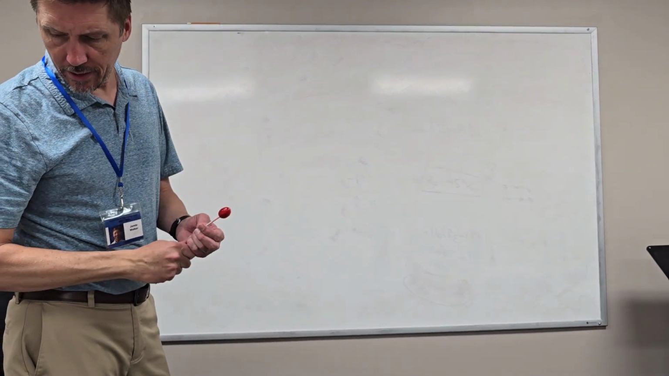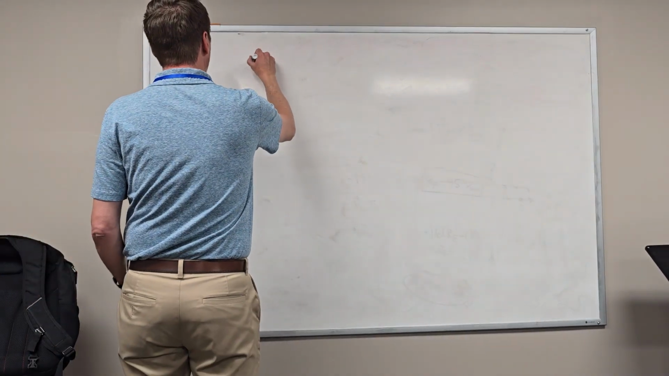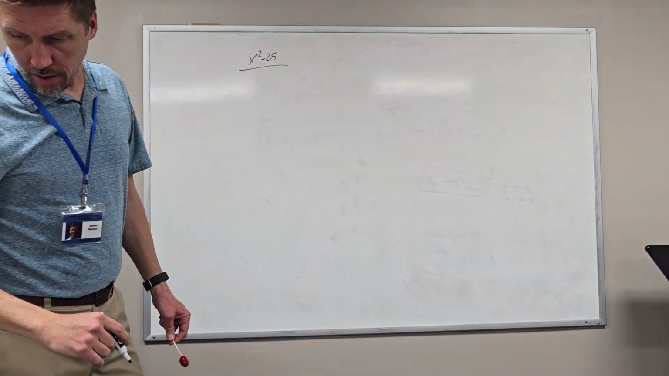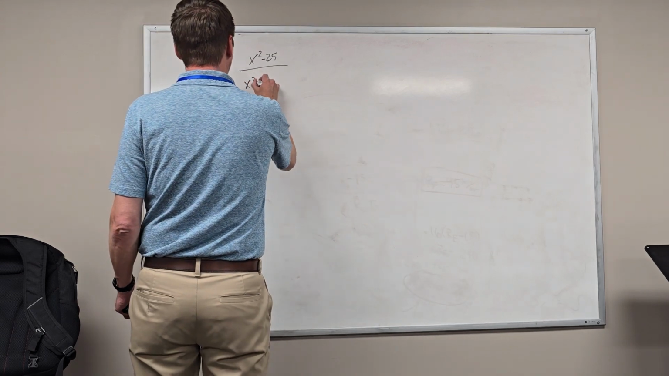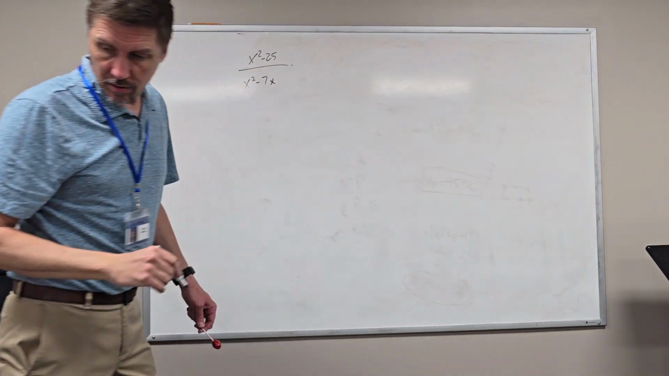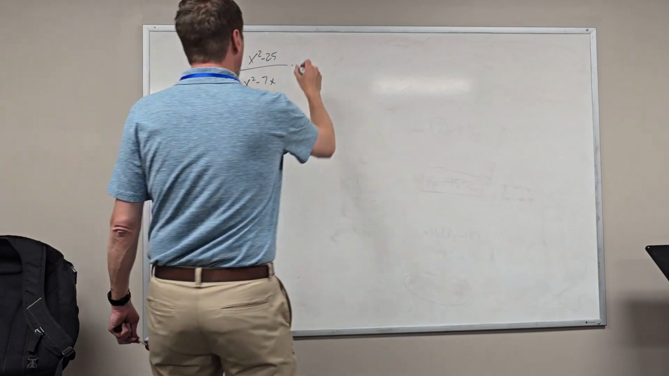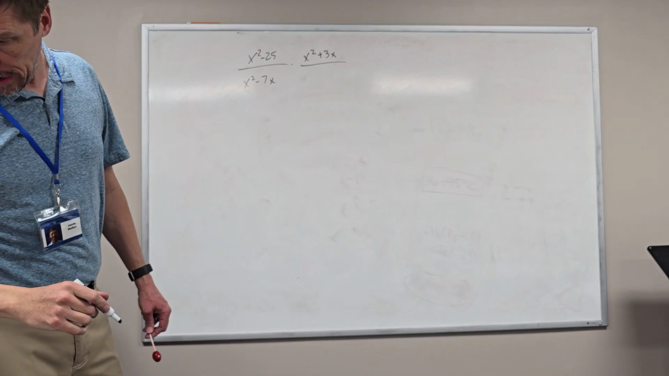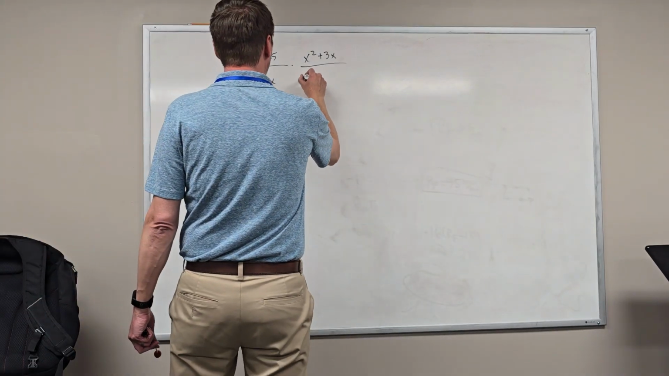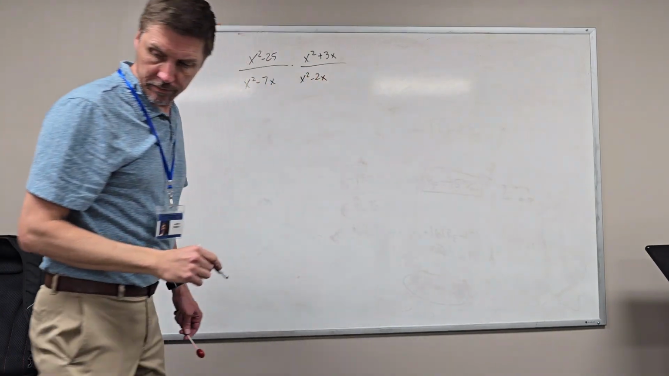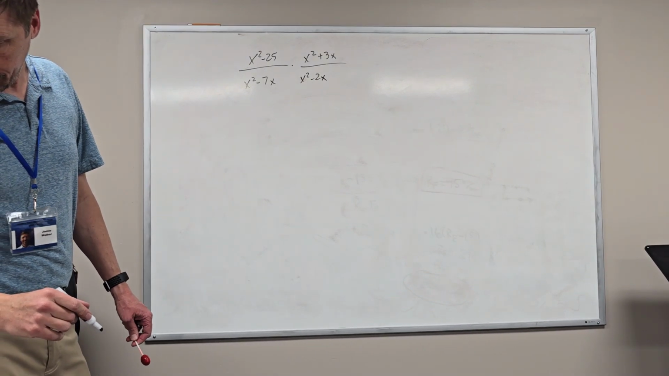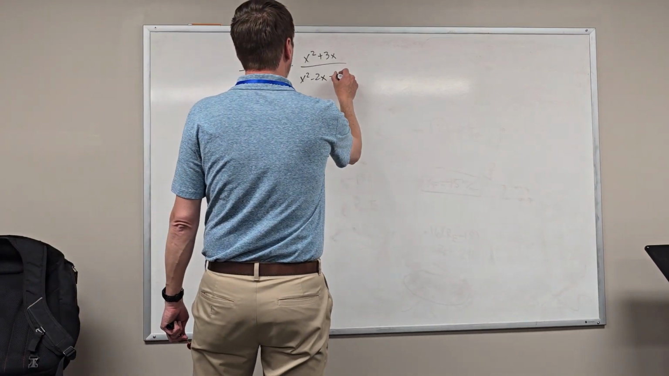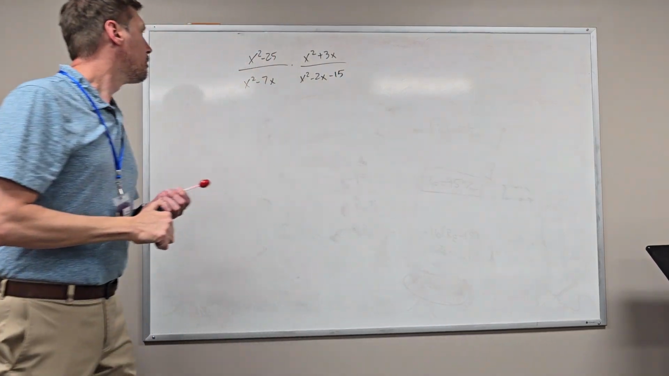All right, so they give us a problem like this: x squared minus 25 divided by x squared minus 7x, times x squared plus 3x, divided by x squared minus 2x minus 15. All right?